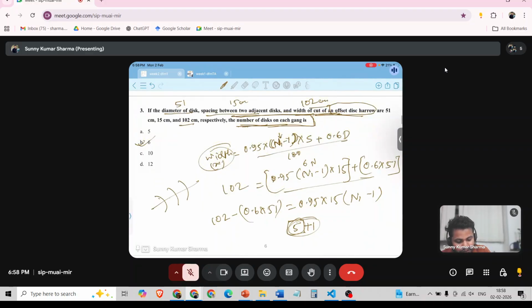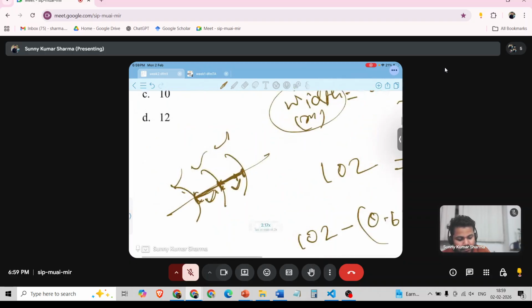Suppose there are 3 disks, so spacing will be 2 only. This we will get from BIS. We need to add one more value to get the number of disks. In BIS, this spacing is given as n. Am I clear? Yes, sir. Okay.